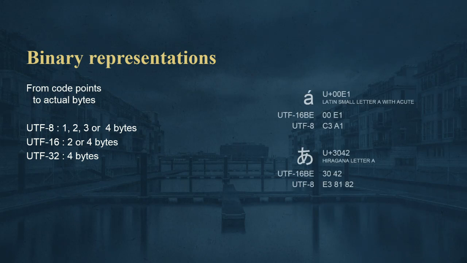There are a few other reasons. So let's take these letters. We have this Latin small letter A with acute accent. This one in UTF-16 is 00E1, and in UTF-8 it's C3A1. So these are the actual hexadecimal values of the bytes that encode this character in binary. And then we have the second character, which is the hiragana letter A. In UTF-16 it's 3042, and in UTF-8, for this one we use 3 bytes, so E3 81 82. So how does that work?